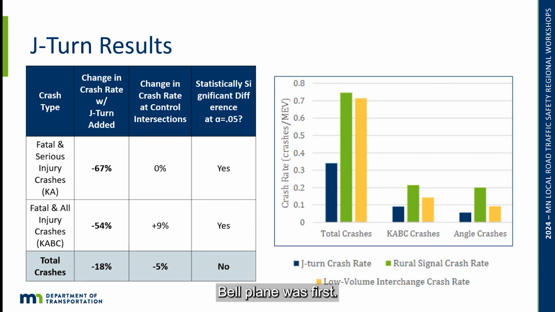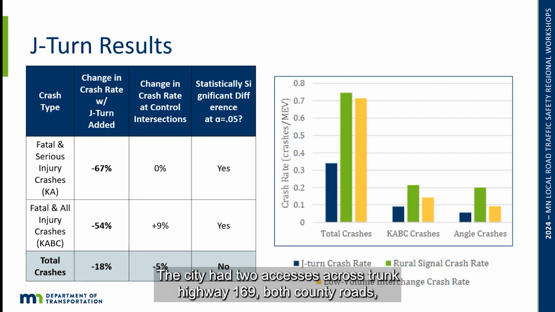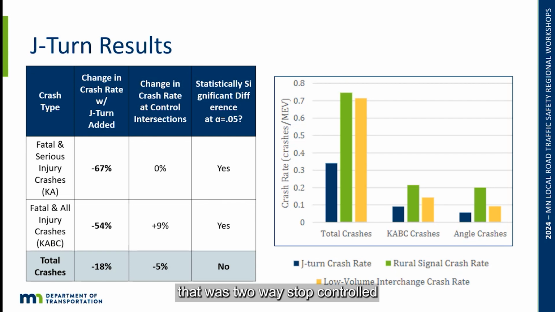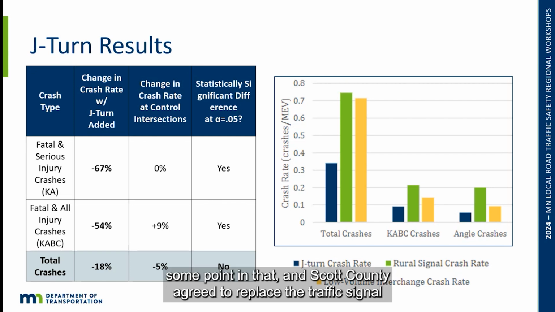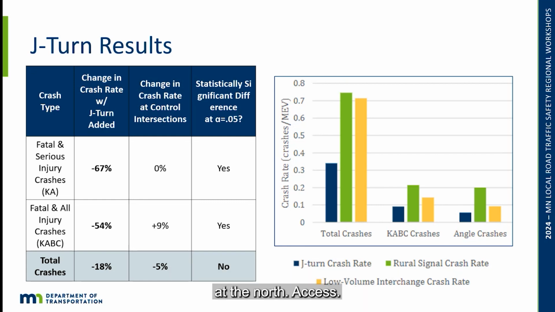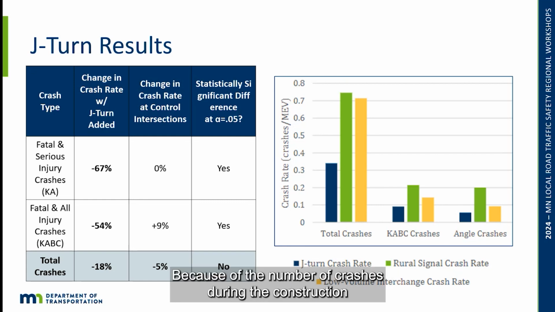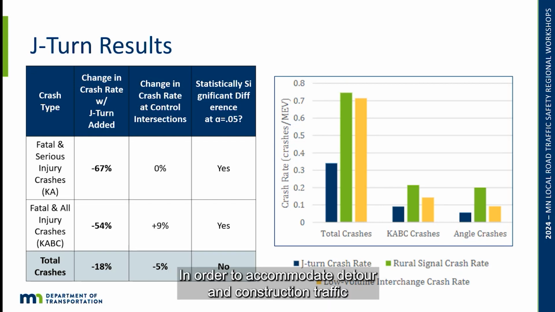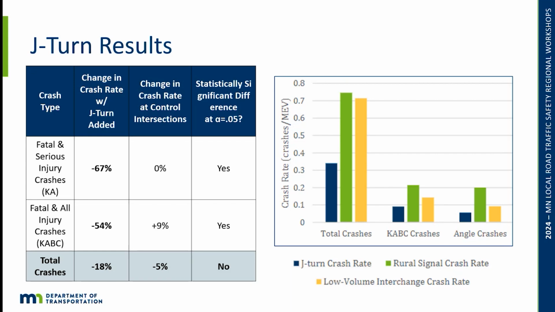Belle Plaine was first. The city had two accesses across Trunk Highway 169, both county roads: a north access that had a traffic signal and a south access that was two-way stop controlled. At some point, MnDOT and Scott County agreed to replace the traffic signal at the north access because of the number of crashes. During the construction of the interchange, the signal was moved to the south access in order to accommodate detour and construction traffic.